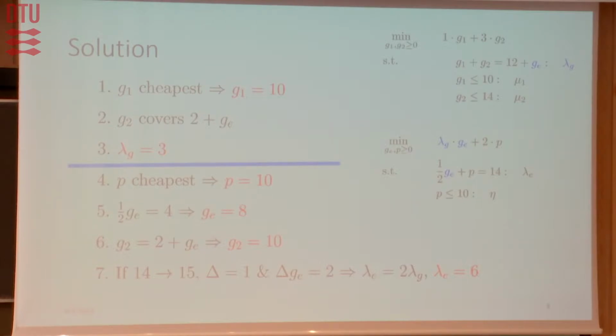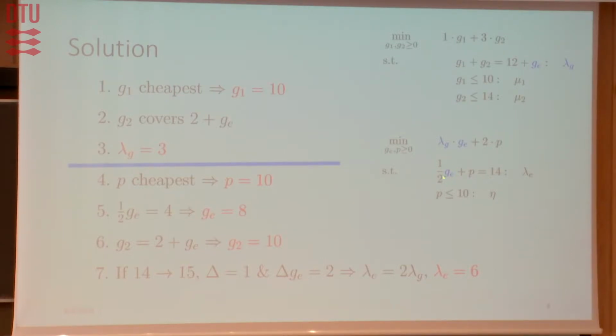Okay? And then slightly a little bit more simple as well, but anyway, if I want to calculate now this lambda E, which is the change in the objective function, when I change a little bit this 14 to 15, the increment is 1, but because of this 1 of GE, we need double of GE. To get 1, I need 2 of GE, right?